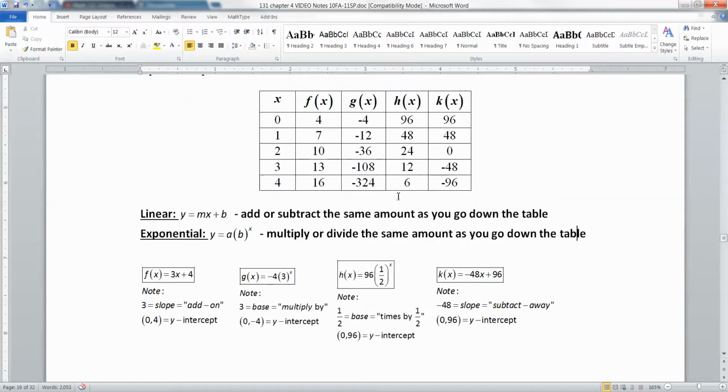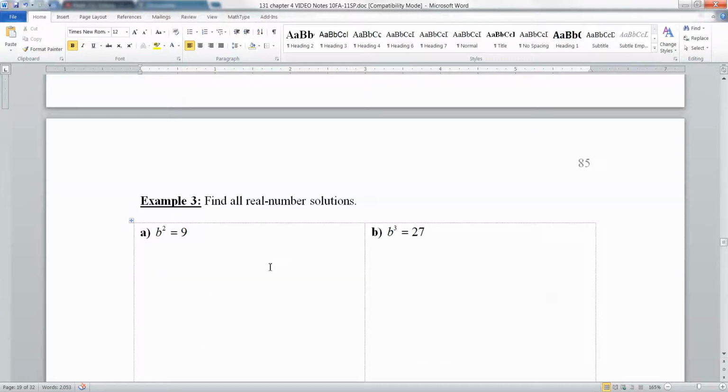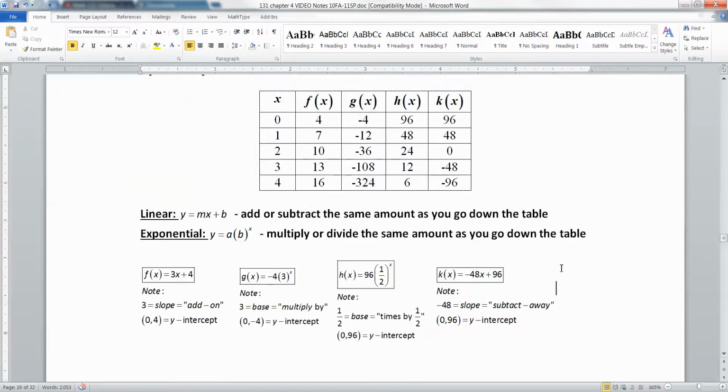All 4 functions. So you've got to be able to spot which ones are linear, which ones are exponential, and then you have to be able to find the equations for each just in your head. Now I'm going to stop right there before I get into the next example, because the next example is actually a different topic. So I'll pick up there for the next video. See you then.